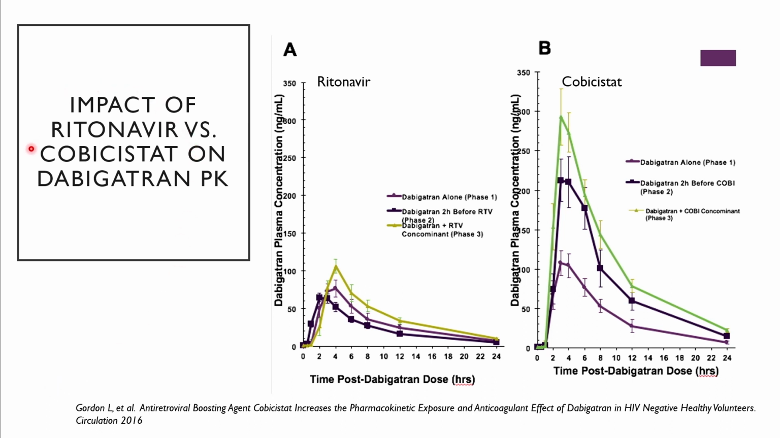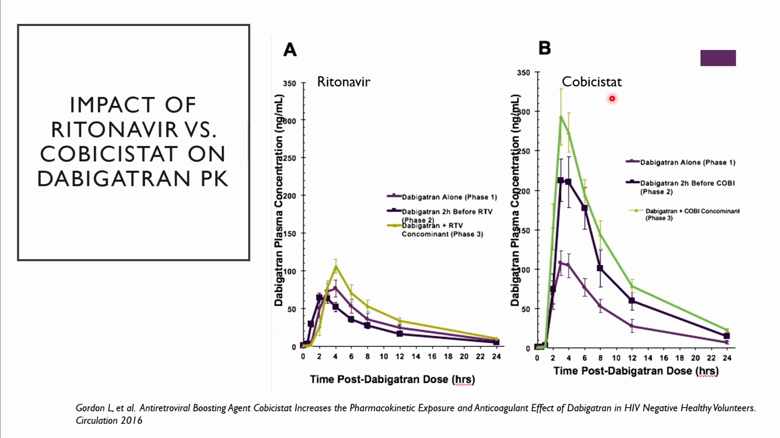I should note here that the study actually looks at this particular interaction in healthy volunteers, but this is a comparison between the impact of ritonavir, which is also a PK booster, but an older PK booster that has fallen out of favor, namely because of side effects and because cobicistat is now available and better tolerated. So this particular study looks at both ritonavir and cobicistat. As you can see here, panel A focuses on ritonavir and panel B, or arm B, is on cobicistat.